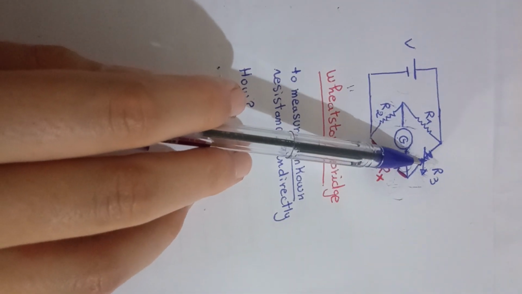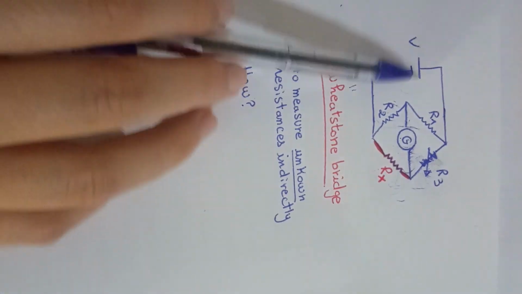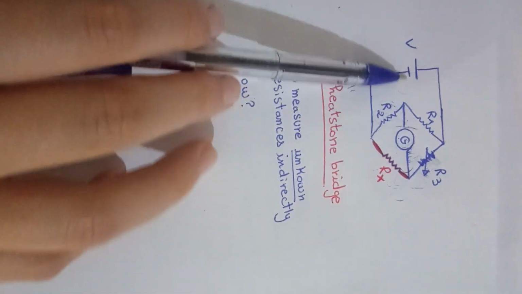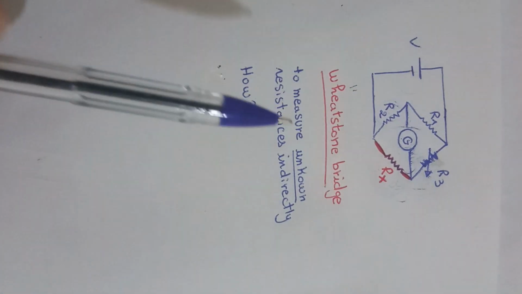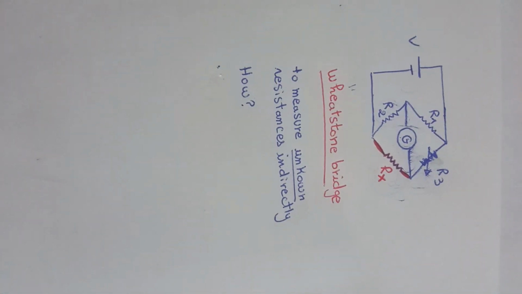The resistor here, R3, must be a variable resistor. Of course, we have a voltage source connected here and a galvanometer here. We could have used a voltmeter here. Okay, so to find Rx, first we need to make this bridge balanced.